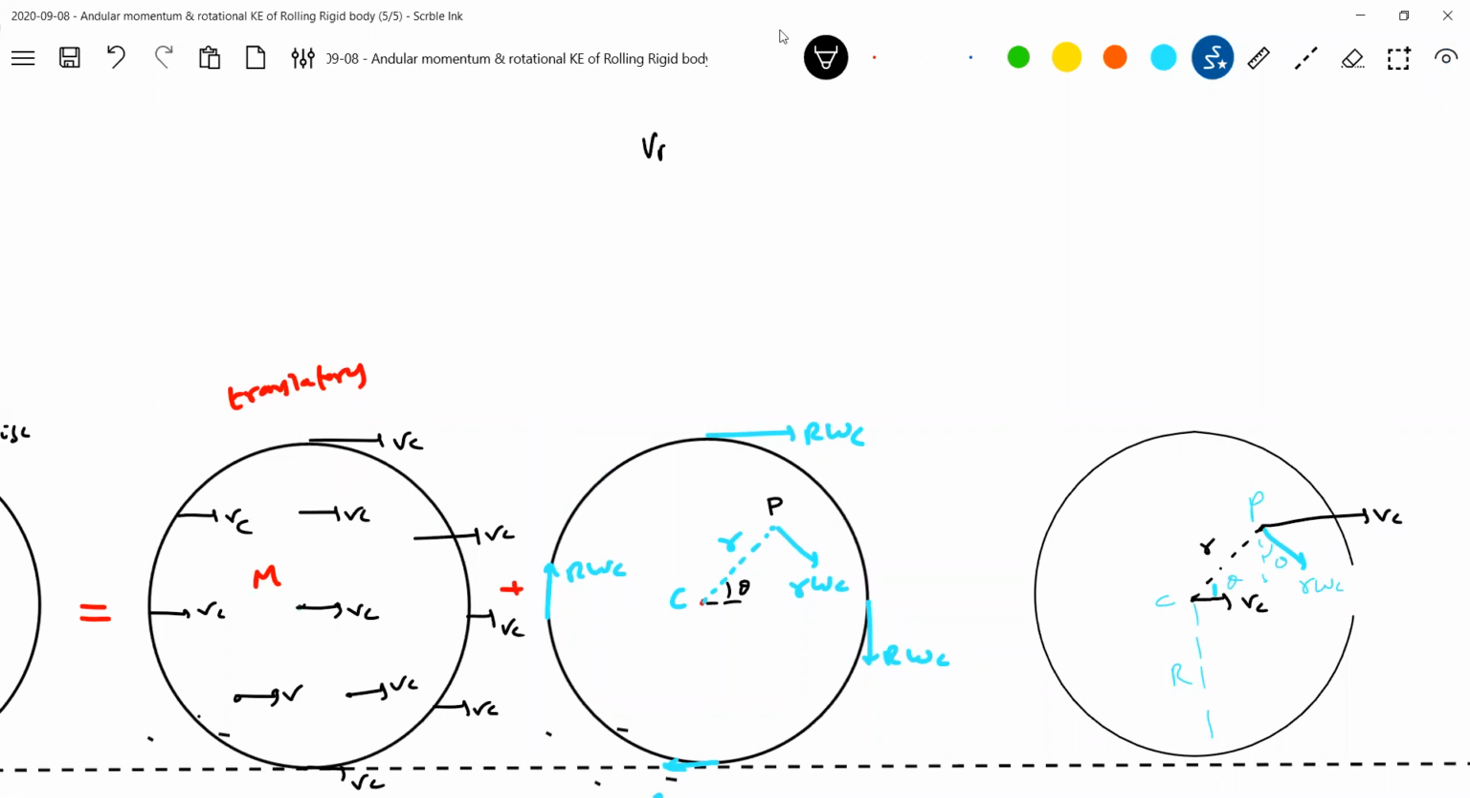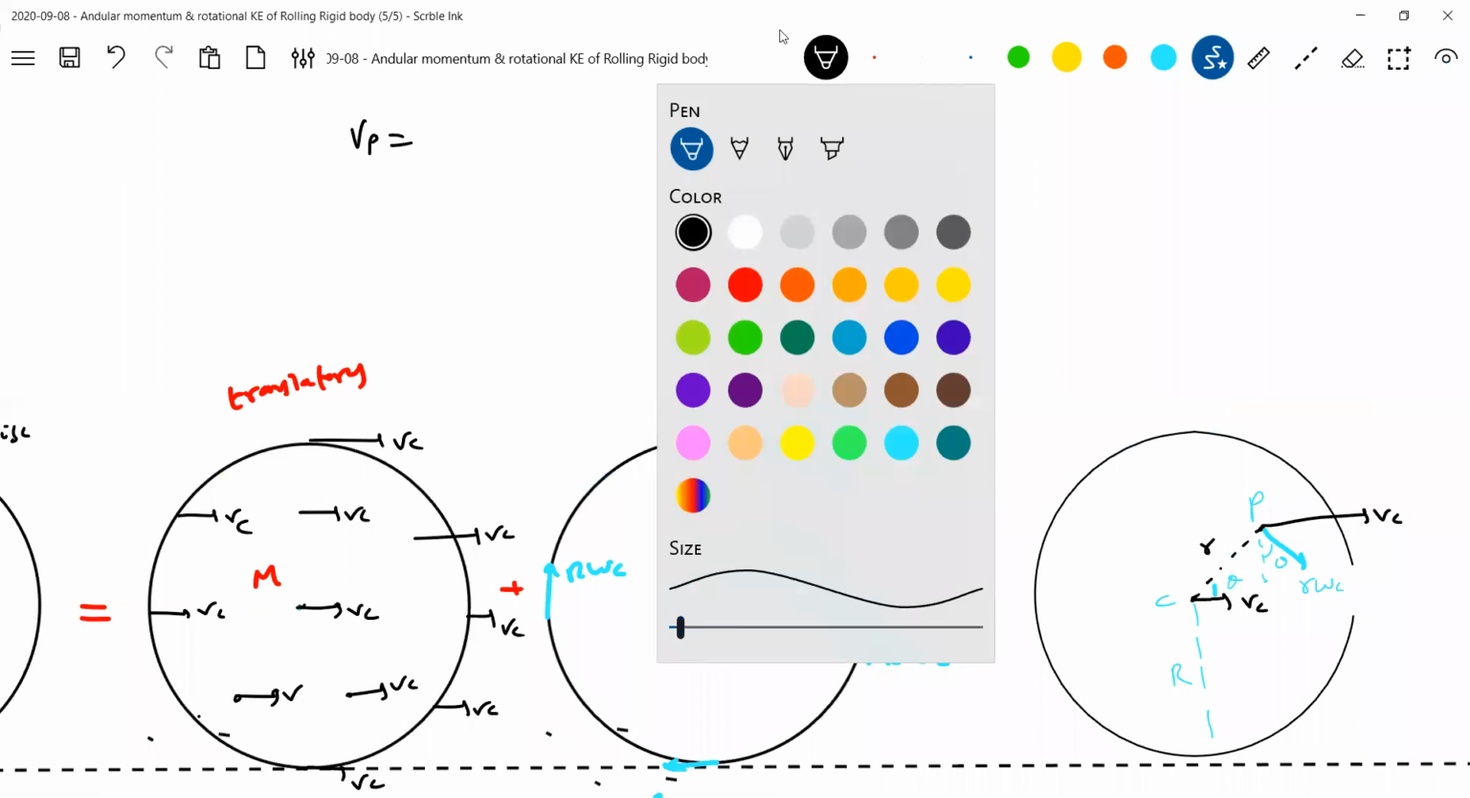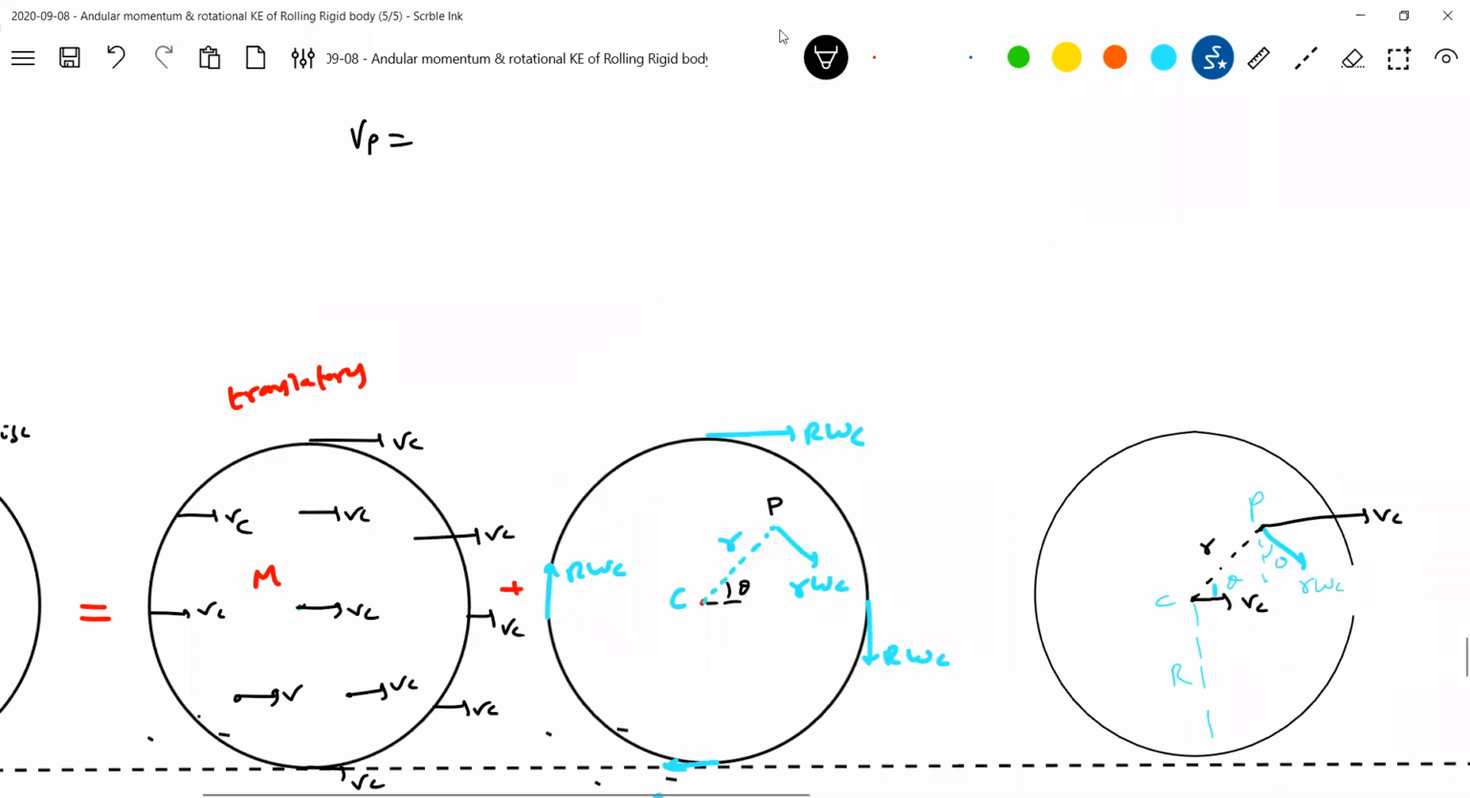Vp is equal to, let me begin from here. In vector form, you can write Vp equals (Vc plus R omega c sine theta) i cap, plus R omega c cos theta j cap. And Vc is equal to R omega c, that's what we know.